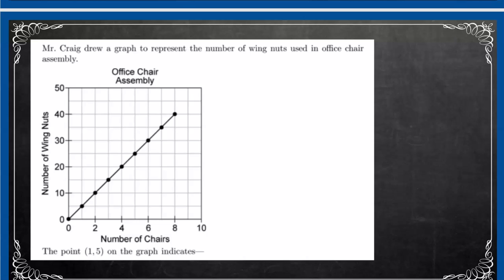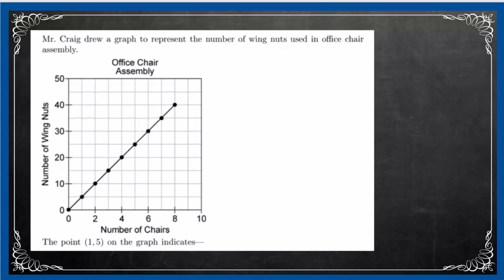All right, let's look at this one. Mr. Craig drew a graph to represent the number of wing nuts used in office chair assembly. The point (1, 5) on the graph indicates, and notice that the numbers on the left count by fives: 5, 10, 15, 20, 25, and so on. And these count by ones. So this is the 1 right here.